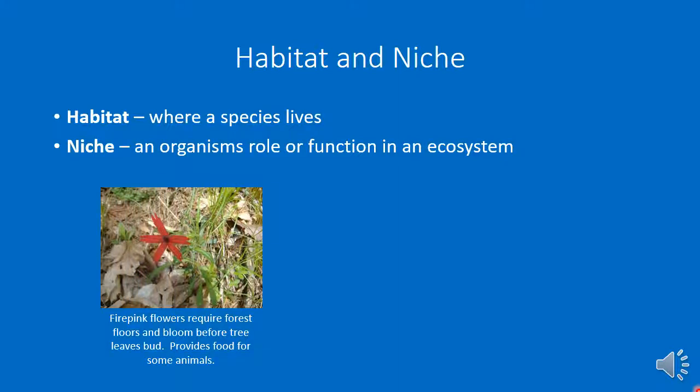So if we look at this flower, fire pink, it's going to require forest floors, and so it lives in the woods around here in Kentucky, on the hillsides. Well, it blooms really early in the springtime. It grows up and it blooms, and the reason it does this early in the spring is because it kind of gets a jump start before all the trees come out and make their leaves open up and take all the sunshine. So it's getting that little bit of sunshine before the trees absorb it all, in order to get its flowering done. And so it's going to provide food for some animals, or especially insects that are pollinating.